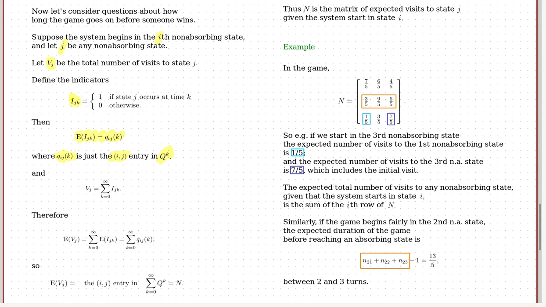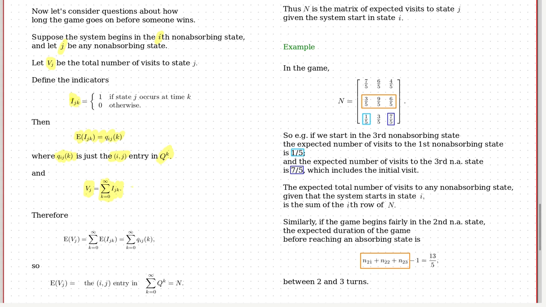And then furthermore, the total number of visits that we make to that jth non-absorbing state will just be equal to the sum of all those indicators over all times, but for the fixed j, right? So we add up I sub jk for all times k, and that gives us the total number of visits we make to state j at any time in the future. Or even the starting time counts also.